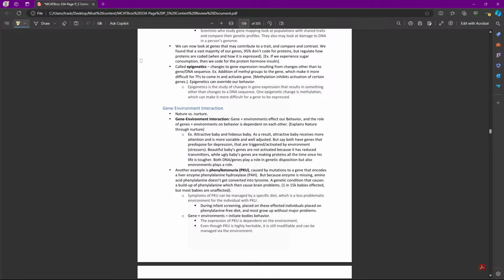So, epigenetics is a change in gene expression resulting from something other than a change in the DNA sequence, such as the addition of methyl groups to the gene, which makes it more difficult for transcription factors to come in and activate it. Methylation inhibits activation of genes. Epigenetics can override our behavior. So, epigenetics is the study of change in gene expression that results in something other than a change in DNA sequence. One epigenetic change is methylation, which can make it more difficult for genes to be expressed. Okay.